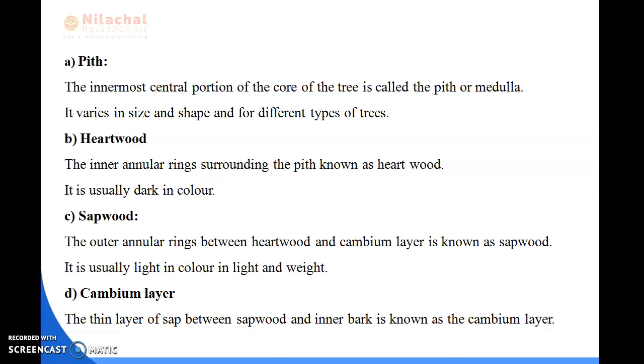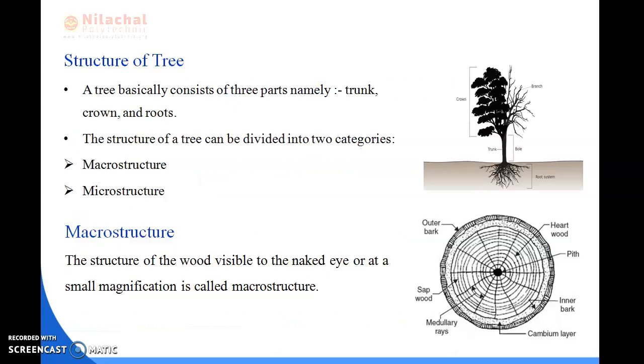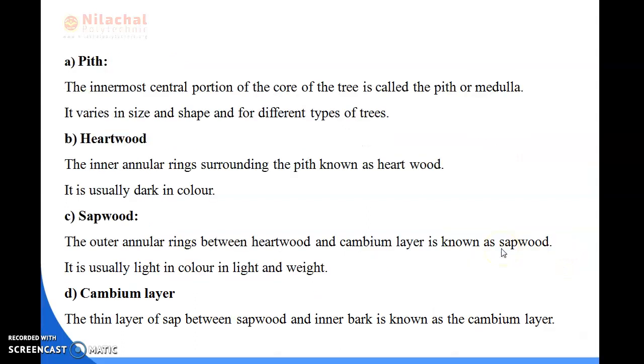The innermost central portion of the core of the tree is called pith or medulla. It varies in size and shape for different types of trees. As I have shown you here, this is the pith. So we can say that the innermost central portion of the core of the tree is called the pith or medulla, and it differs in size and shape for different types of trees.